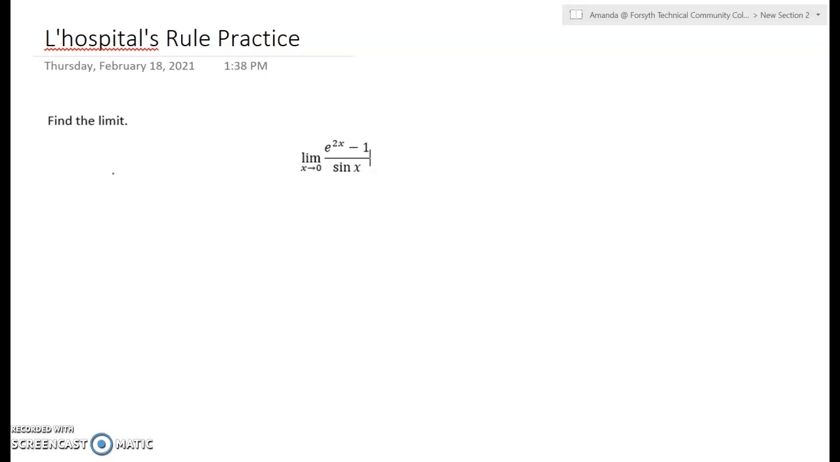I wanted to walk through just a couple more examples of L'Hopital's rule. If you remember yesterday, we had indeterminate forms. So if we're looking for the limit of something, let's say f of x, and we have the situation where we have 0 over 0, or infinity over infinity, or negative infinity over negative infinity, we can look at the derivatives of the two and solve our problem.